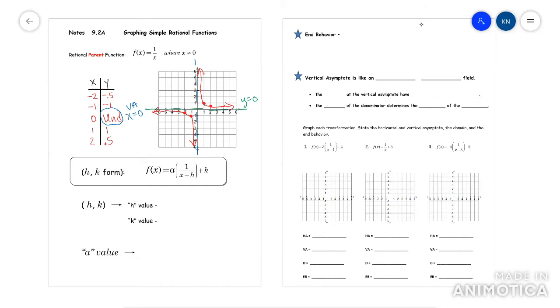All right, so when you talk about HK, your shifts like usual, they are what's shifting the center of these asymptotes. So your H, if you shift left or right, you're shifting your VA, your vertical asymptote. And your K, if you shift up or down, you are shifting your HA, your horizontal asymptote. A is going to be either a stretch or a compression.